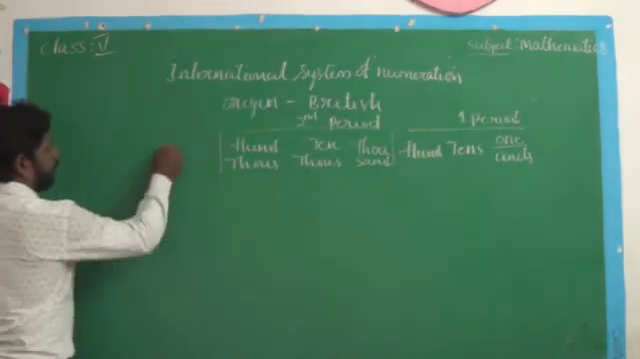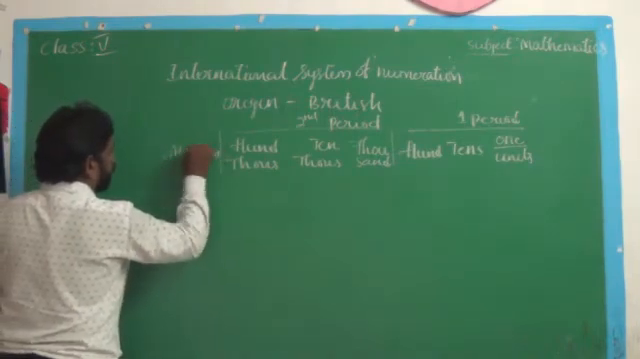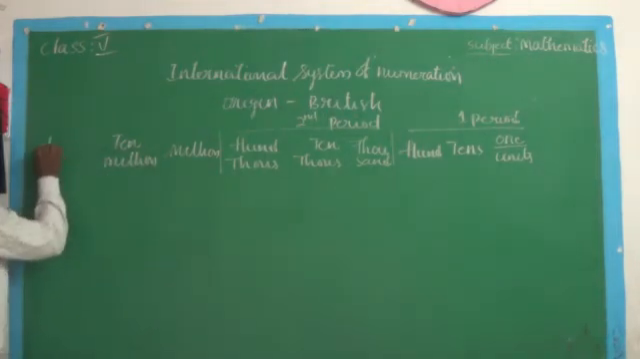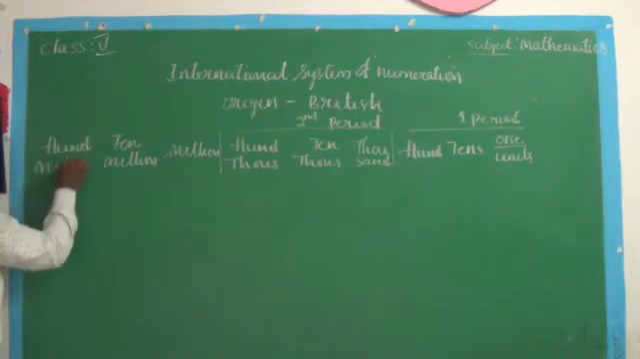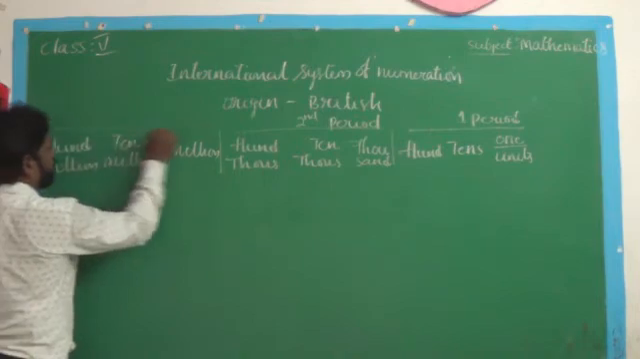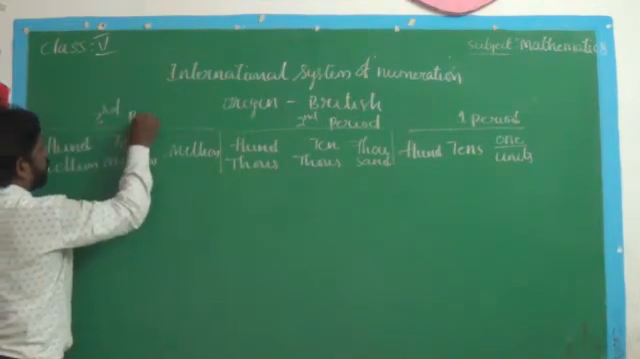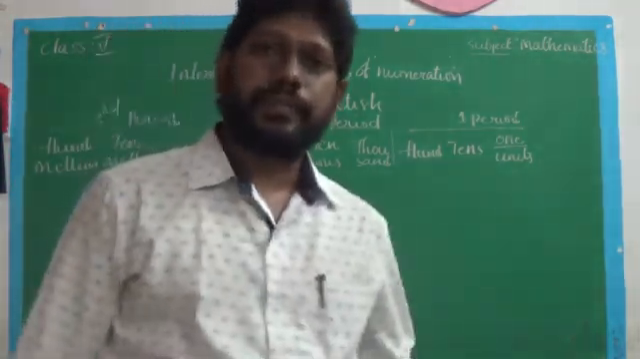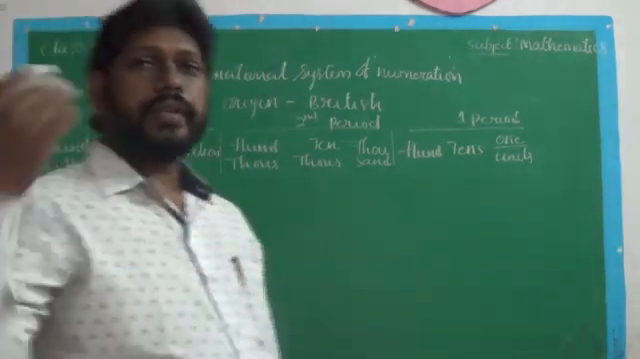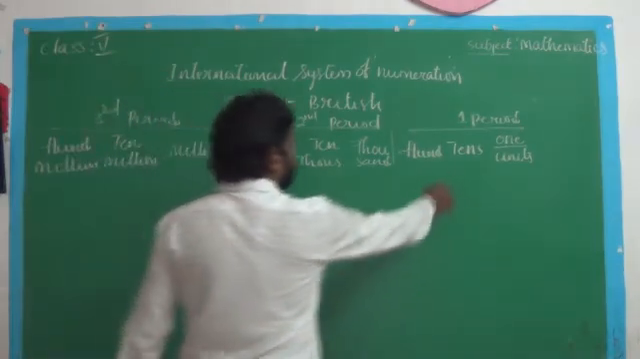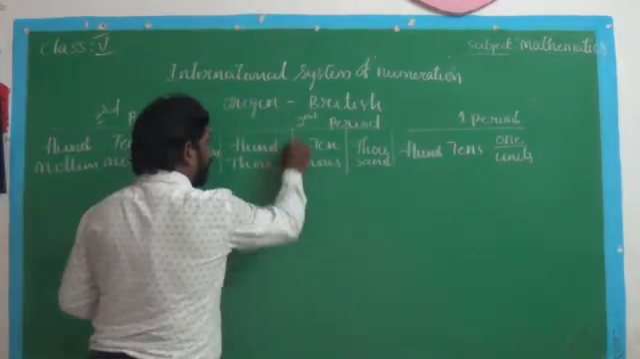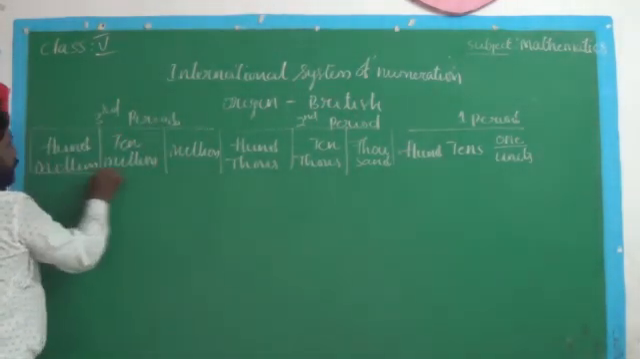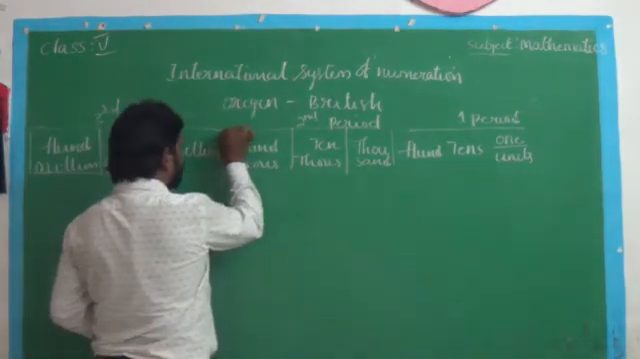And million, 10 million, 100 million. This is called the third period. In the international system of numeration, there are three periods. The first period: ones, tens, hundreds. Second period: 1000, 10,000, 100,000. Third period: million, 10 million, 100 million. We have to place the commas according to these periods.